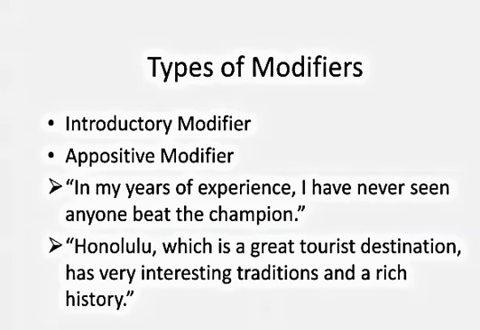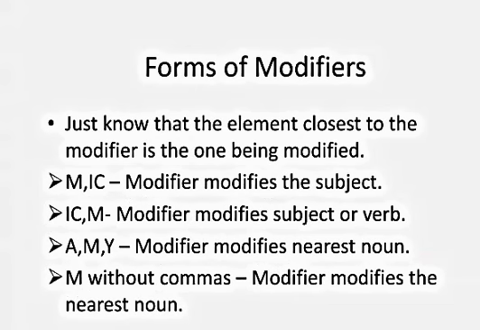I really did that because this sentence really says Honolulu has very interesting traditions and a rich history. And the thing after the comma, this part between the two commas, really doesn't matter. So it's an appositive modifier. You don't really need to remember this stuff. You just need to know that it exists.